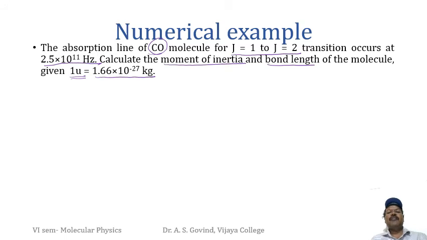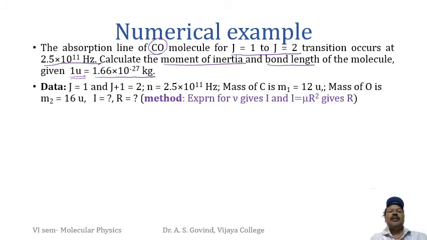Now the first step in solving the numerical is to collect all the data that is given here. J equals 1, J plus 1 is 2, that is the upper level is 2. And frequency, this should be nu bar. Frequency is 2.5 × 10^11 Hertz. Mass of C is taken as M1, that is 12 U, we know that. Mass of O is M2, that is 16 U. We are supposed to calculate moment of inertia and bond length.